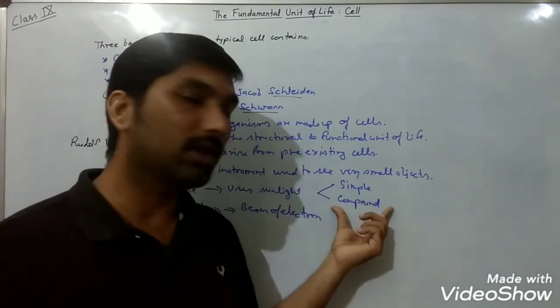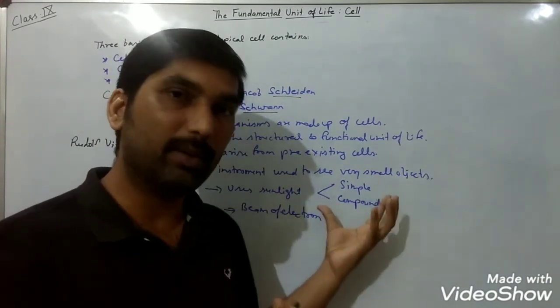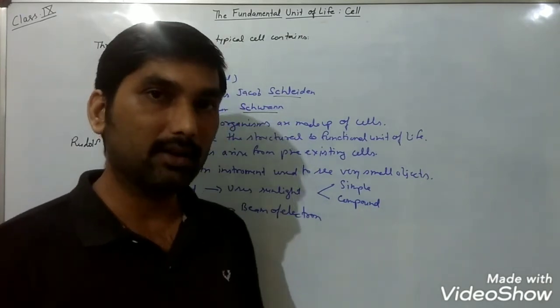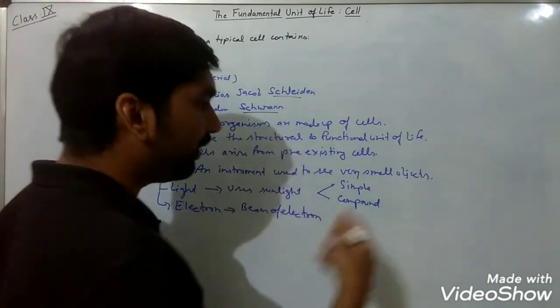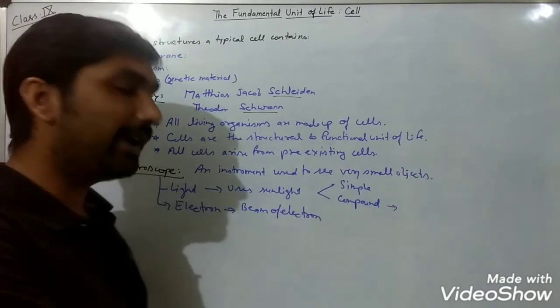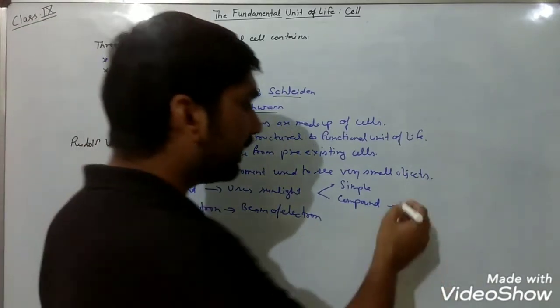And when we consider the compound microscope, in this microscope multiple lenses will be used, and the enlargement size when we are going to see, so the compound microscope can enlarge the image thousands of times.